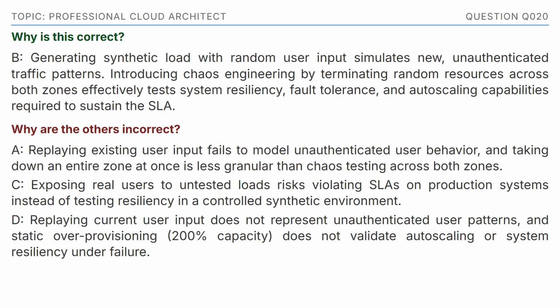to sustain the SLA. Why are the others incorrect? A. Replaying existing user input fails to model unauthenticated user behavior, and taking down an entire zone at once is less granular than chaos testing across both zones. C. Exposing real users to untested loads risks violating SLAs on production systems instead of testing resiliency in a controlled synthetic environment. D. Replaying current user input does not represent unauthenticated user patterns, and static over-provisioning, 200% capacity, does not validate autoscaling or system resiliency under failure.